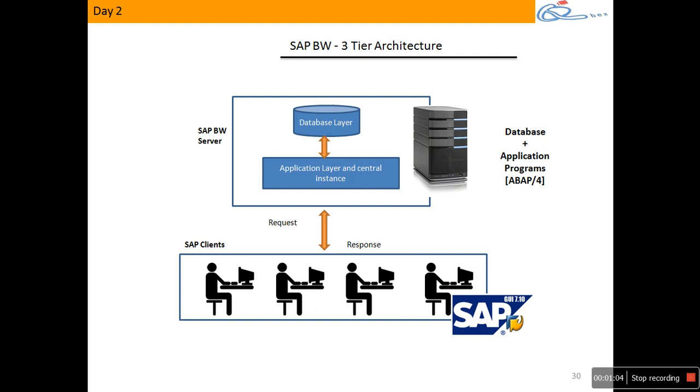In the database layer, you'll have the database. In the application layer, you'll have all the programs relevant for BW. You'll have a server with all the services or programs relevant for SAP BW. And then in the presentation layer, you have users. You'll have SAP UI5 through which you get connected to the server and then start working on it. That's the presentation layer.